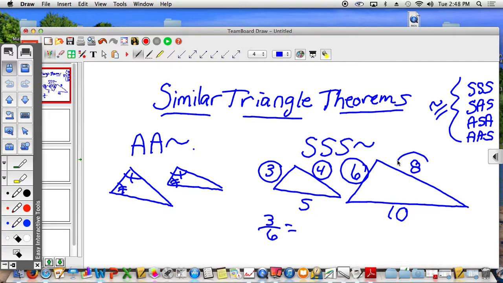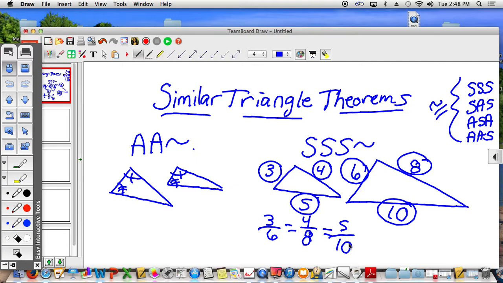4 over 8. Very nice. And you will also get the same thing if you do what over what? Very good. If you take this 5 and divide it by that 10. By the way, it also works backwards. You could take the 10 and divide it by 5, and you would get the same thing if you took 8 divided by 4, and you would get the same thing if you did 6 divided by 3. So all 3 of these would have to be equal to each other.